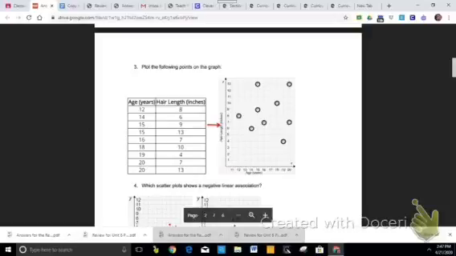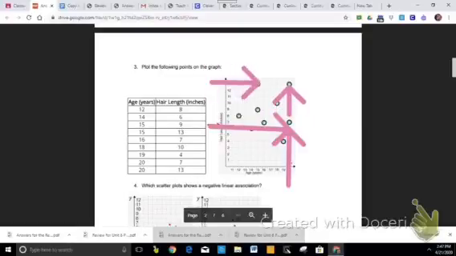We have 18, comma 10. We have 19, comma 4. We have 20, comma 7. And 20, comma 13.